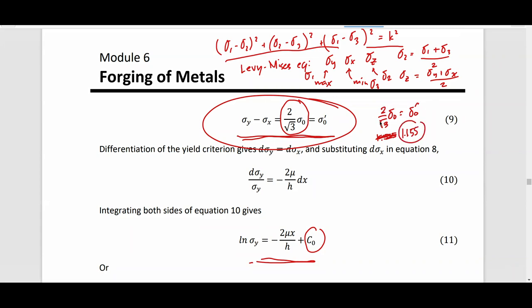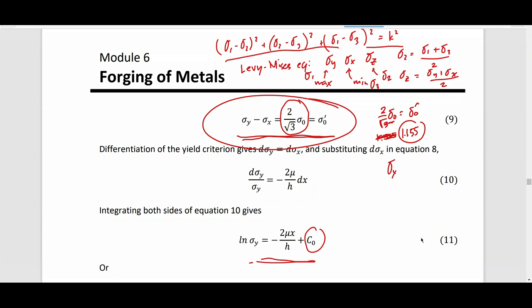So, minsan, instead of 2 over square root of 3, 1.155 na lang sinusulat times sigma naught. So, again, this is for plane strain conditions. And later, I'll show you ano yung adjustment na gagawin natin pag homogeneous naman yung condition. Okay? So, that's 1.155 times sigma naught. And sigma naught here is just, I don't know, pwede din siyang sigma y.